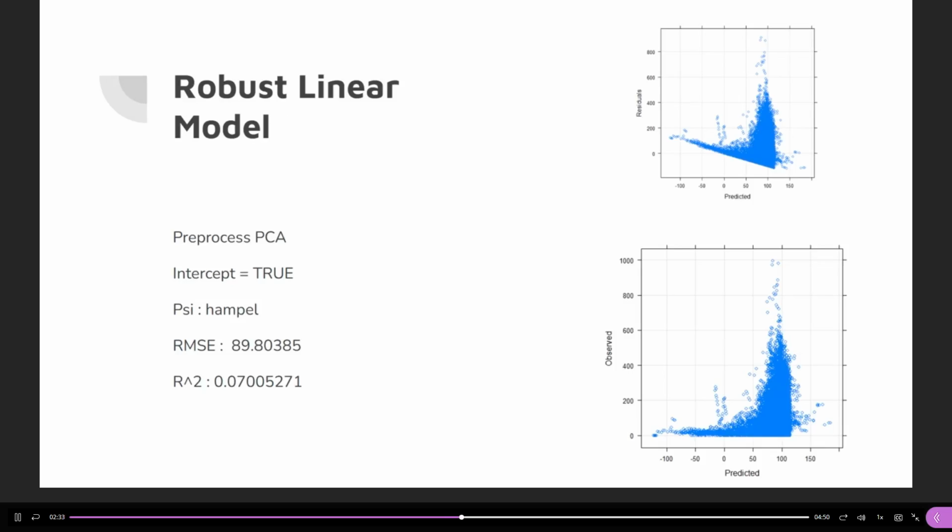The last linear regression model type that was tested is a robust linear model. In this model, the data was pre-processed using principal component analysis, or PCA, and the constraint intercept was set to true like the rest of the linear models. The results of the model are that the PCA sample is the best fit out of the other PCA options. The root mean square error is 89.80 and the R-squared statistic is 0.07.